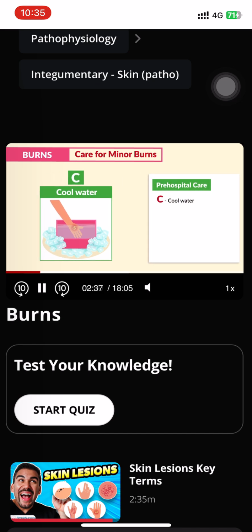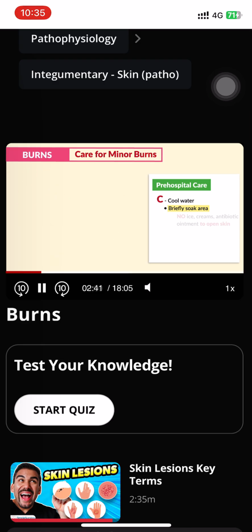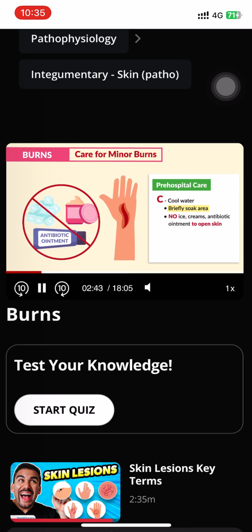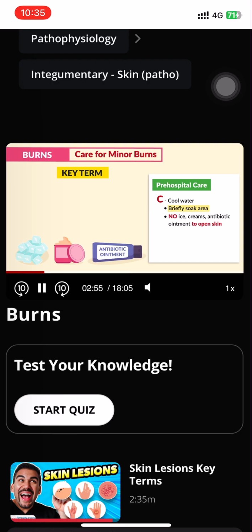C for cool water, key terms, is briefly soak the area. And no ice, no creams, and definitely no antibiotic ointment to open skin. The key term there is open skin. So this can lead to additional damage, and the creams, lotions, and antibiotics may interfere with the assessment from the healthcare provider.